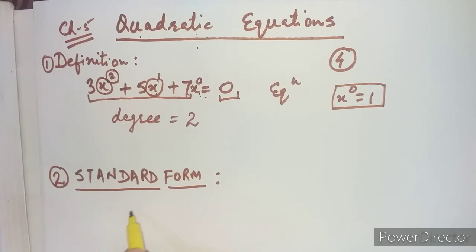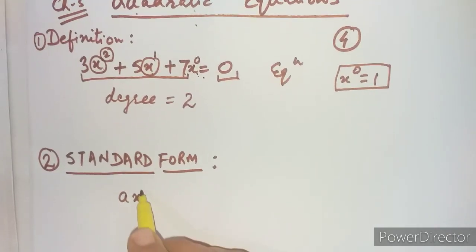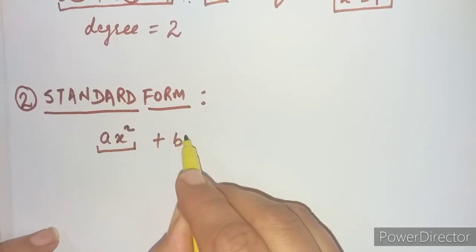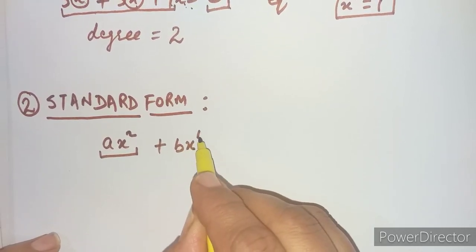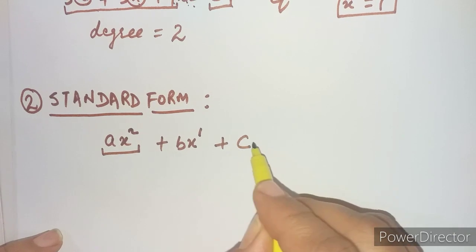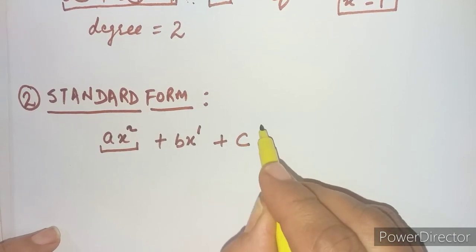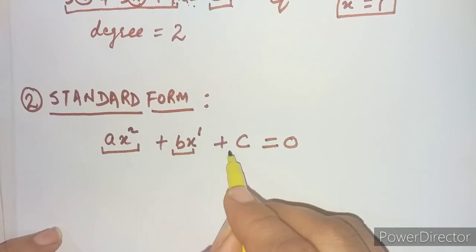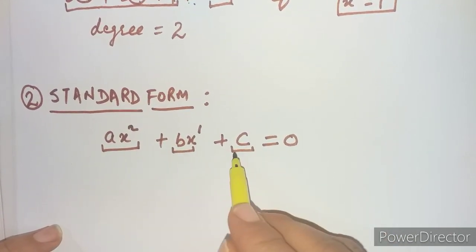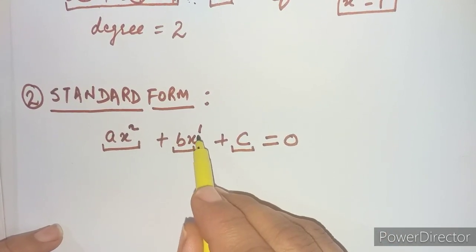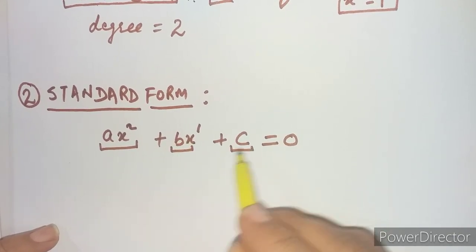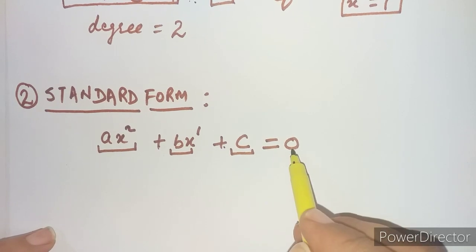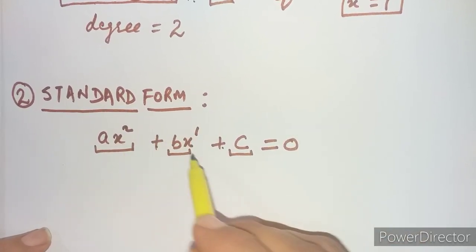So I can write this as ax square, first term with power 2, plus bx, second term with power 1, plus c. C means constant. I may write x raised to power 0, but I am not writing it. It is understood without that also. So we have got 3 terms with different powers of the variable, and plus signs between those 3 terms. This is called the standard form of the equation.